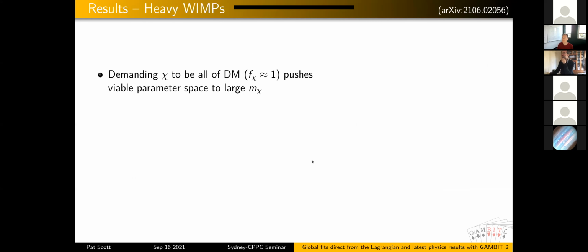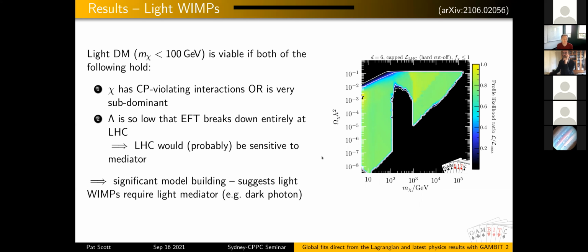Pat, can I just break in with a question at that point? Mm-hmm. Is there a way of seeing this point that you've just raised, that the LHC would probably be sensitive to the mediator, but you can't speak to that directly within the frame of the analysis? Is there a way of seeing that from the plot, or is there a health warning spat out by the code at this point, or is it down to the discernment of the user to recognize that that's what's going on?